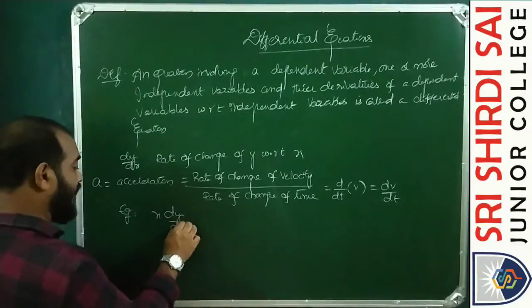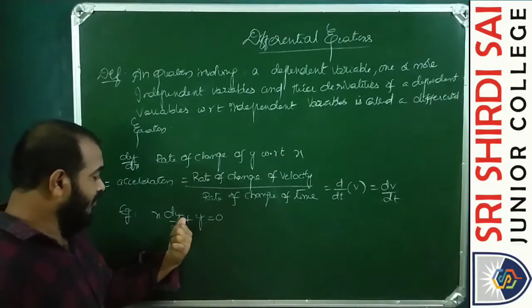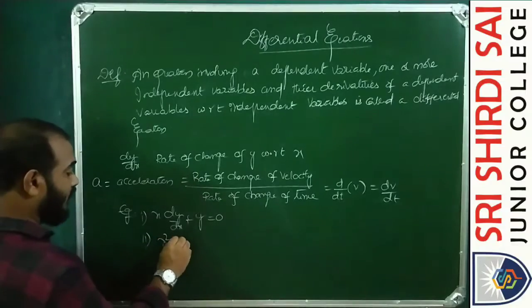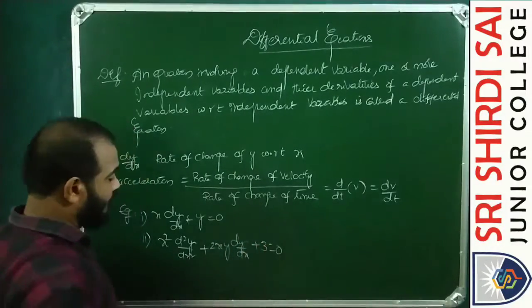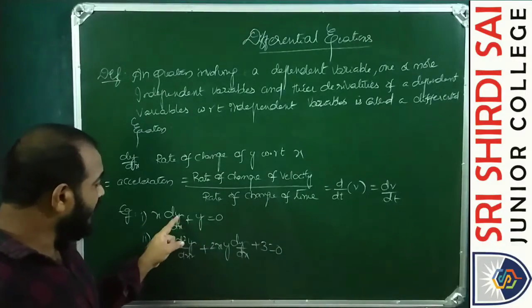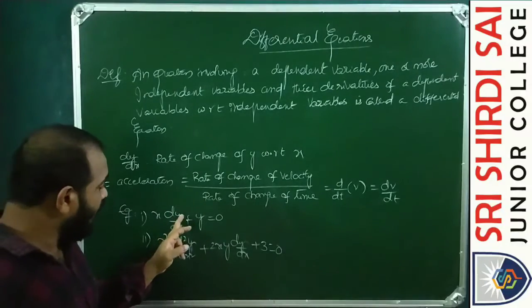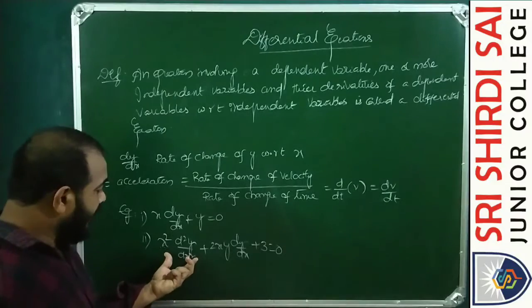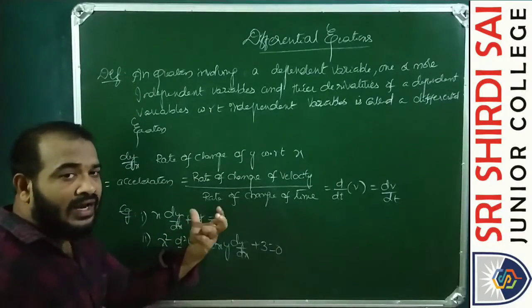x dy by dx plus y equals 0. Here there is one variable, and the derivative of the dependent variable y with respect to the independent variable x is there. Otherwise we can even take x square d square y by dx square plus 2xy dy by dx plus 3 equals 0. Here this is an equation, since an equality symbol is there, with variables x and y. In everything, dy by dx is the derivative of the dependent variable with respect to the independent variable. Here d square y by dx square we got as the derivative d by dx of dy by dx. dy by dx is the first order derivative, as we have studied before in intermediate first year.